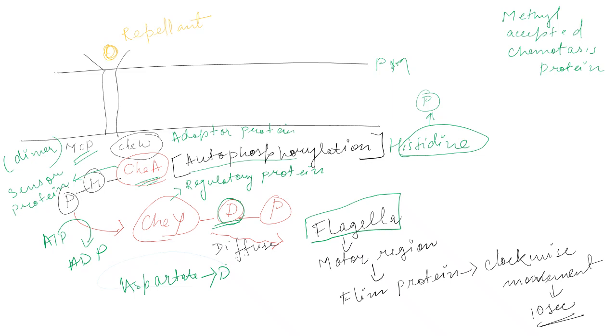Now this flagella consists of the motor region. This motor region has a particular protein called FliM protein. So eventually these are all connected. First the CHEY will get the phosphate group, then it will diffuse to the flagella, then from the flagella there is the motor region, and this motor region has this FliM protein. This FliM protein will help to make the clockwise movement.